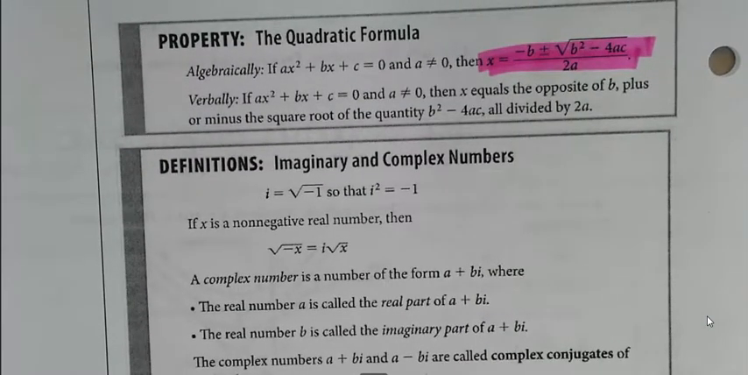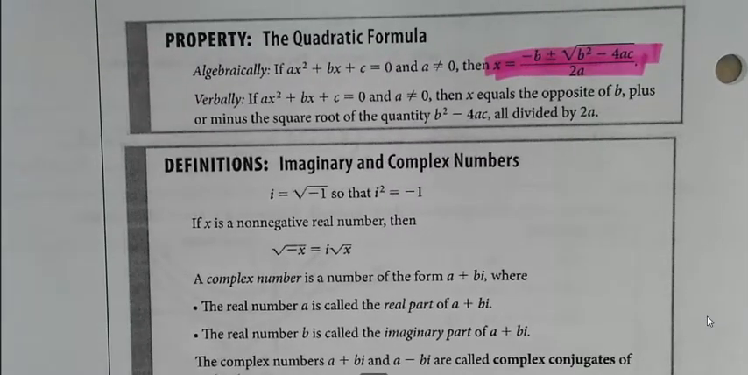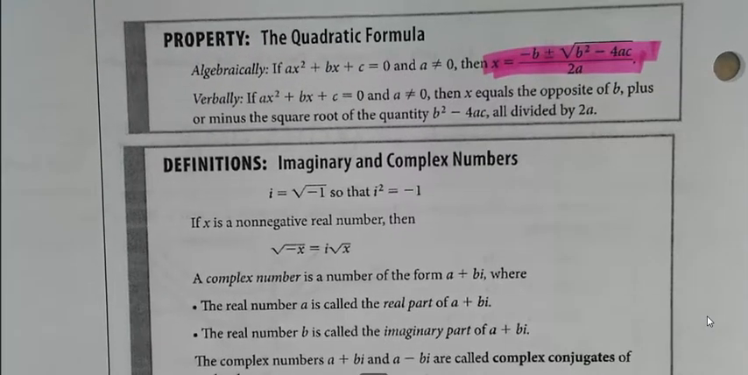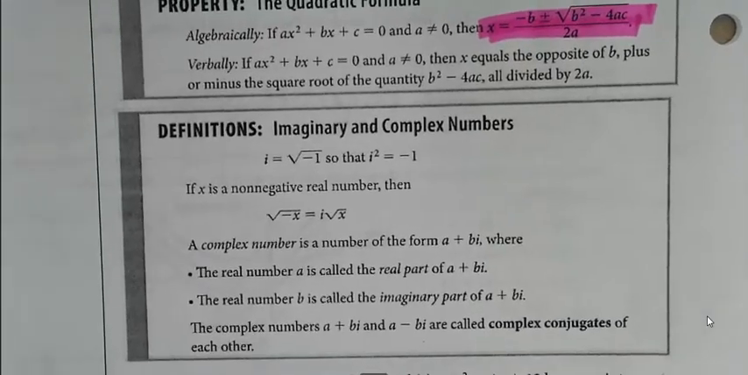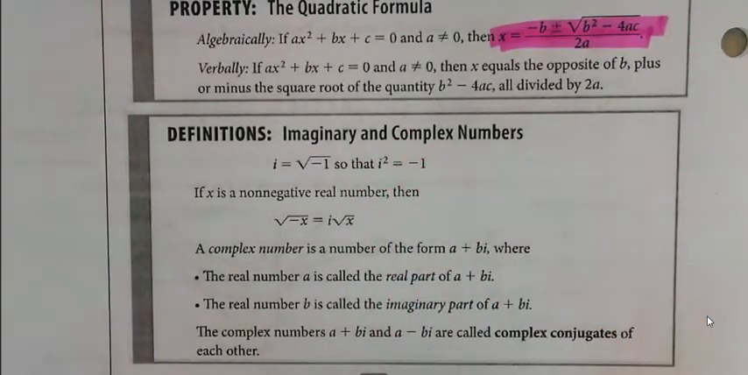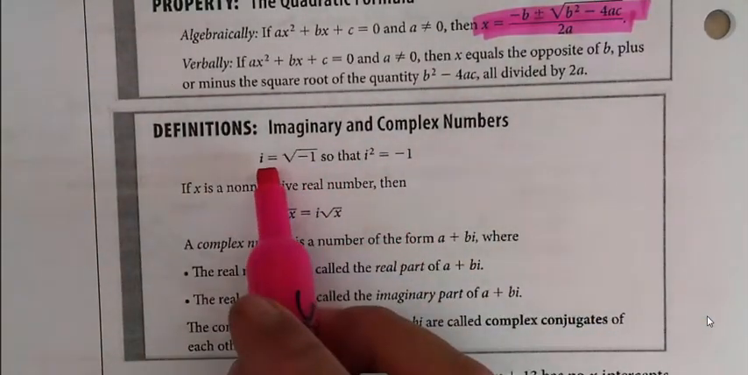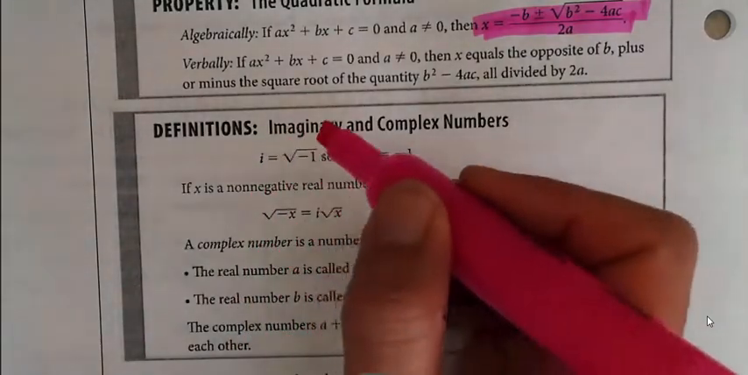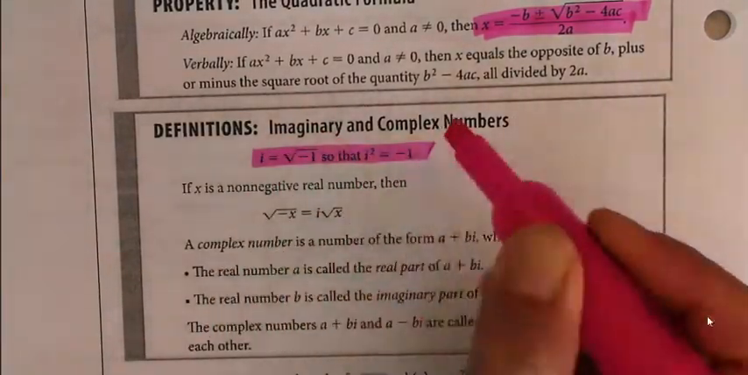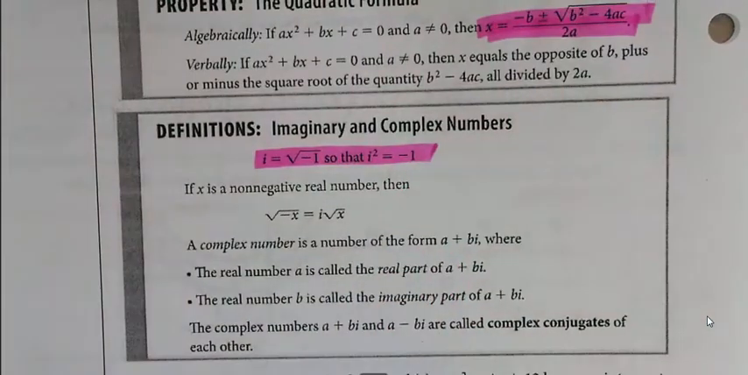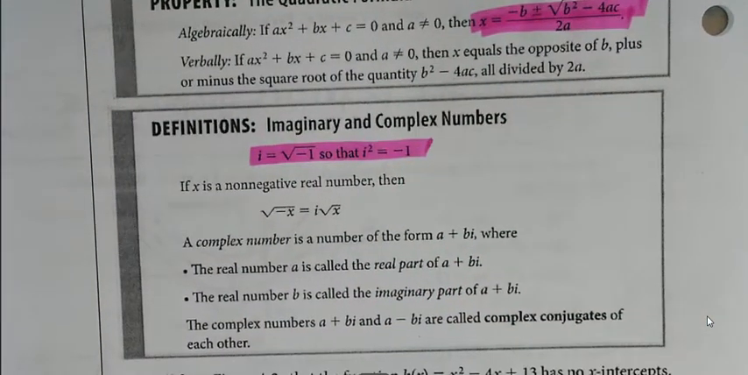It's how you find your x-intercepts if a quadratic is in standard form and you can't factor it. Then coming down to imaginary and complex numbers. Remember, the imaginary unit i is equal to the square root of -1, or you can think of it as i squared equaling -1. Same thing.